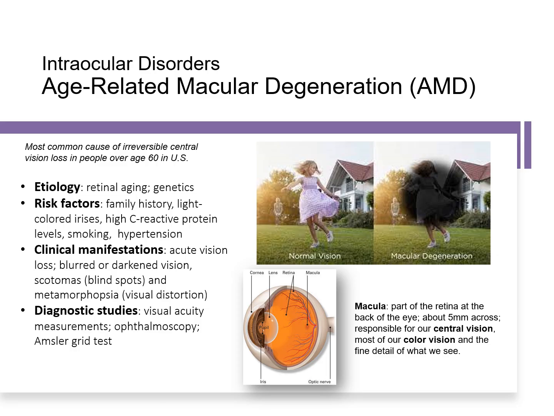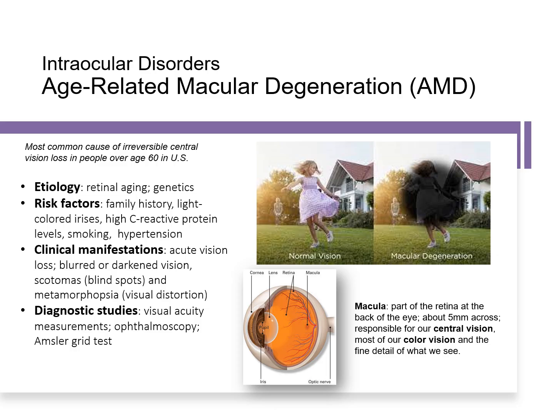So etiology: retinal aging and genetics. Risk factors would be family history, if you have light colored eyes, if you have high C-reactive protein levels, if you smoke, and if you have hypertension. Okay, so clinical manifestations for this one: acute vision loss, blurred or darkened vision, blind spots, and some visual distortion.